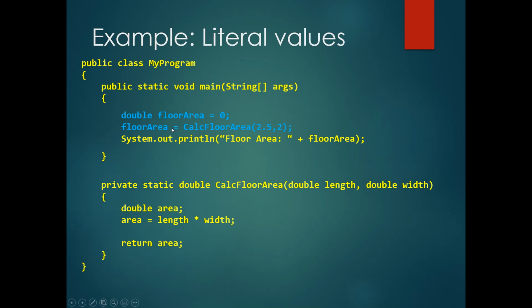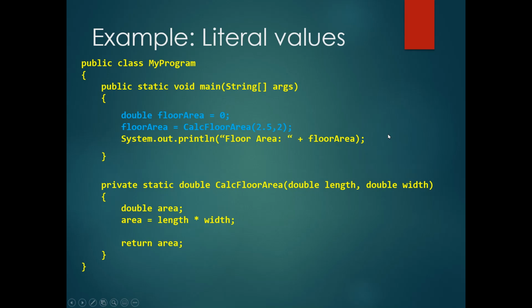Now remember how assignment statements work, how these equal statements work. The entire right-hand side is evaluated for its resulting data. So when we call calc floor area, it gets evaluated to just the number 5. So 5 replaces that entire command, and then the assignment statement occurs. It's basically the same thing as saying floor area equals 5. And so the 5 gets dropped into the floor area variable. And then we just display the result on the screen.